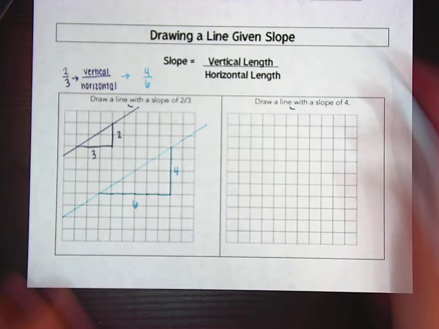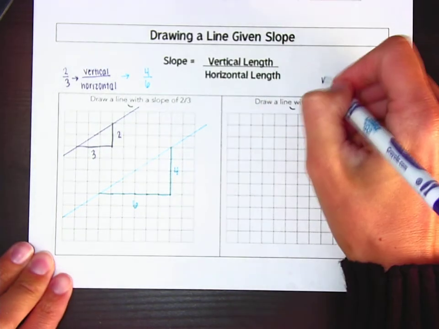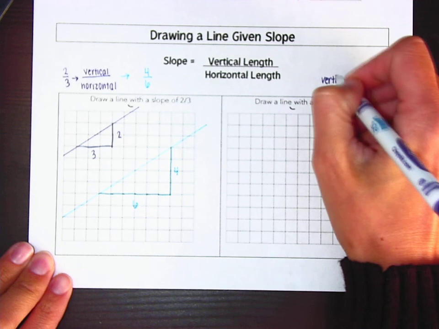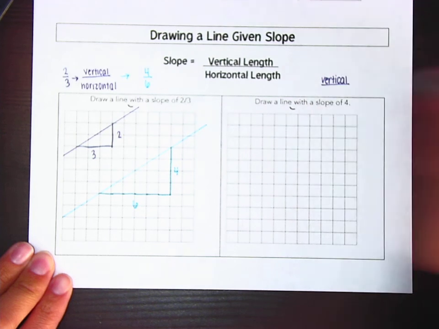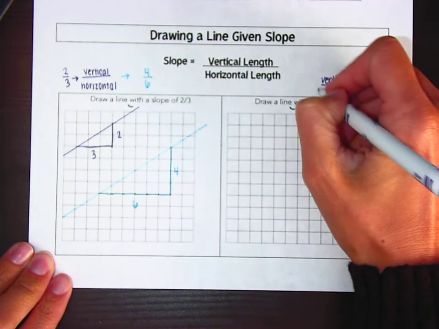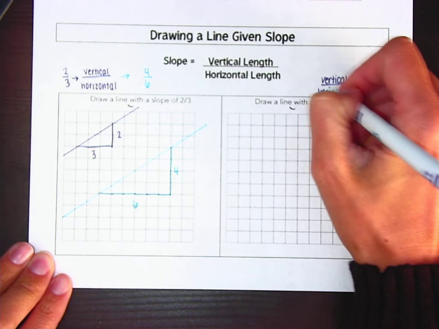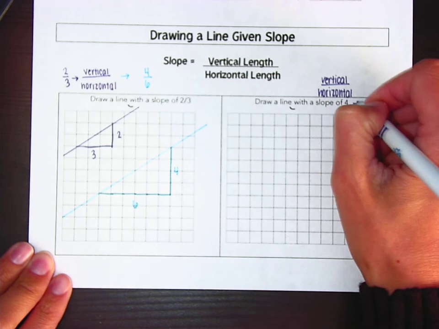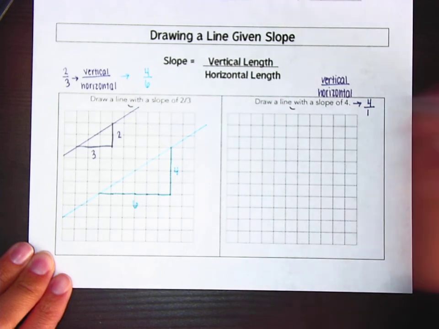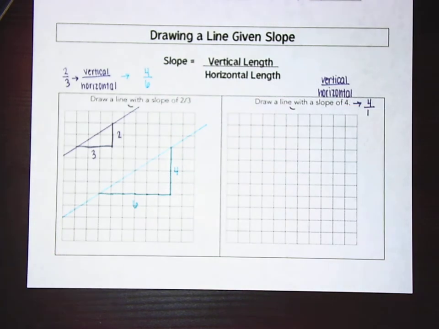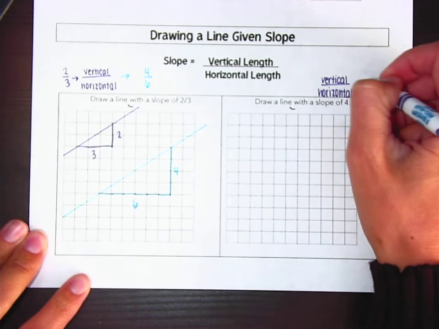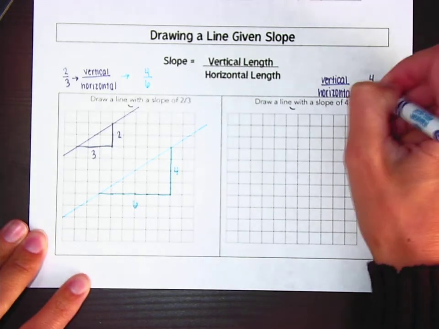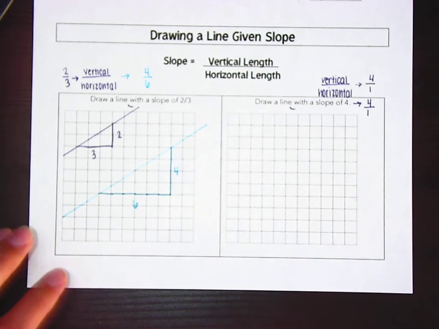So in our second example, we're being asked to draw a line with a slope of 4. So again, we know our slope is still our vertical length over our horizontal length. But in this case, we don't have a fraction. We just have a whole number here. So we need to think about, what does 4 look like as a fraction? And we know 4 is the same thing as 4 over 1, which means 4 divided by 1, and 4 divided by 1 is in fact 4. So in this situation, our vertical length is 4 and our horizontal length is 1.